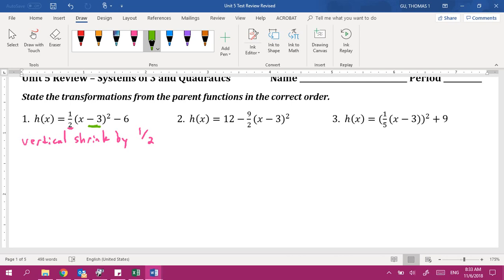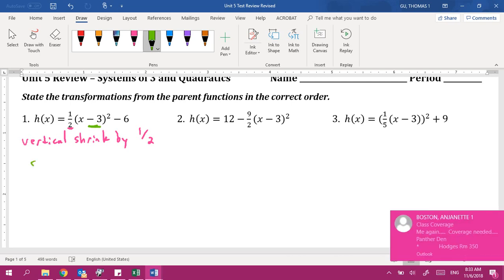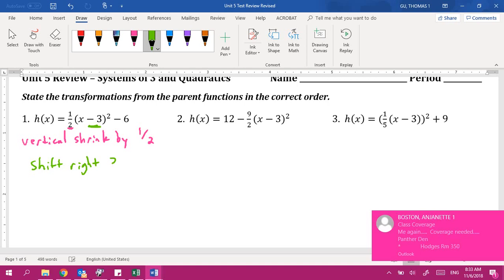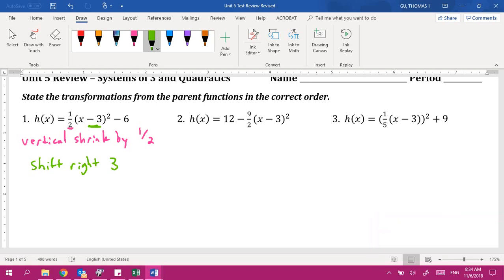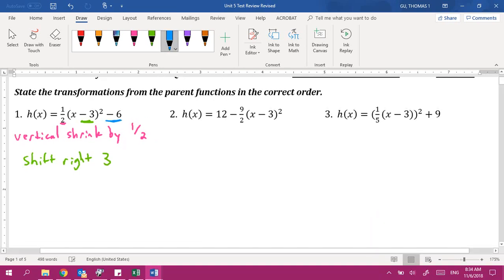What's the next transformation we see? Shift right 3. Right here, right? That is shift to the right 3. Okay, and then we've just got one more transformation right here, and what is that going to be? Right, so down 6. Right, so that was simple enough. Let's go to number 2 then.